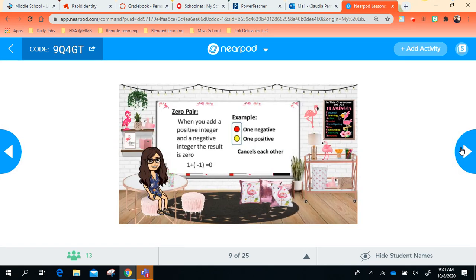0 pairs. Make sure you write this down because I did not print it out for you. 0 pairs. When you add a positive integer and a negative integer, the result is 0. For example, 1 plus negative 1 is 0. Because one positive number and one negative number cancel each other out.